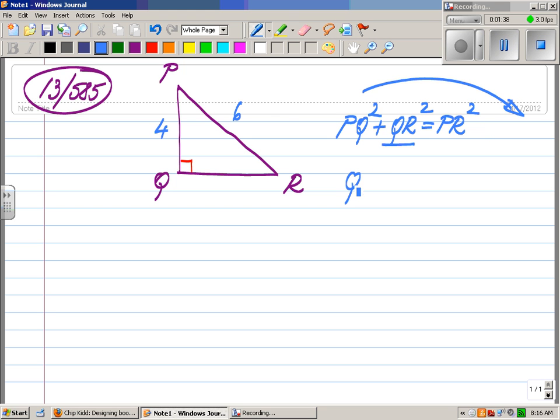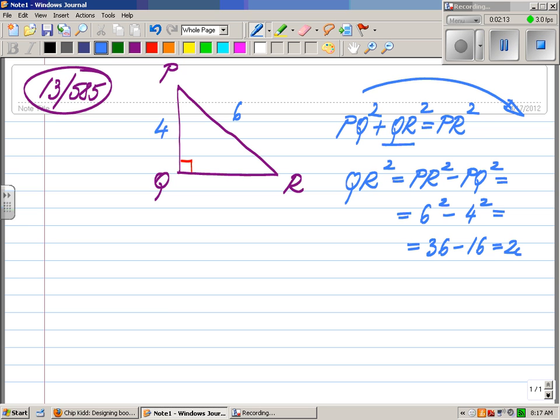You have that QR squared equals PR squared minus PQ squared, right? You're basically subtracting PQ squared from both sides. PQ squared minus PQ squared on the left side cancel each other, and you have left PR squared minus PQ squared. Do the substitution. PR is 6 squared minus PQ squared, which is 4 squared. You have 36 minus 16, which gives you 20.